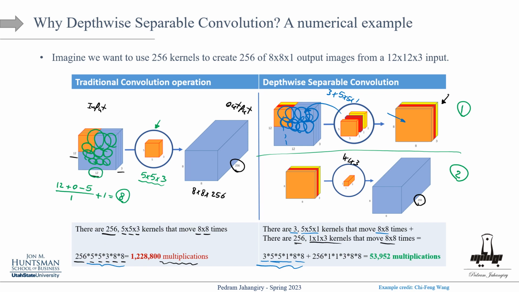Again, why 8 by 8? Because the dimension, if you remember from the previous slide, is not going to change. So if I move this around 8 by 8 times, then we're done, right? So we're going to repeat this 256 times. So 1 by 1 by 3 by 8 multiplied by 256. If you do the math, you're going to get 53,952. So the number of multiplications in depthwise separable convolution is a lot less compared to the standard convolutional operation.